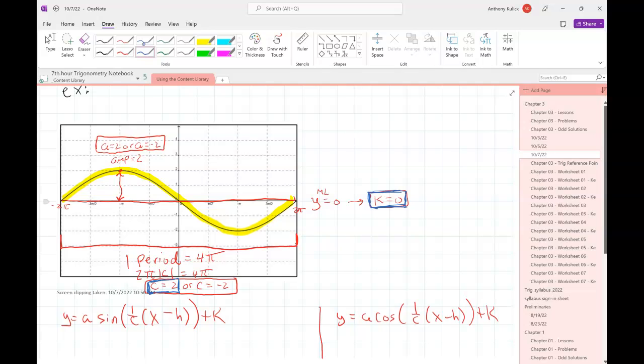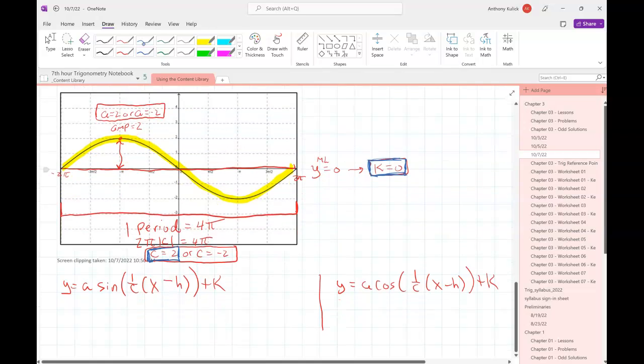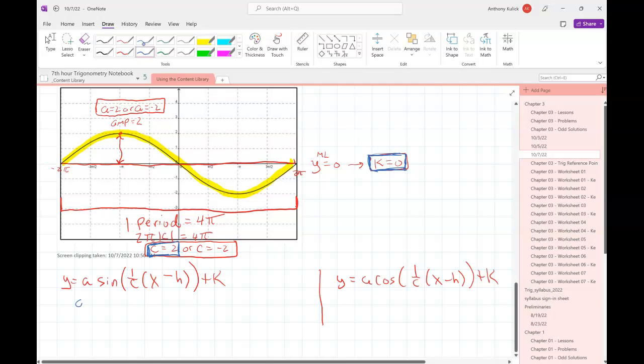Now, everything we've done here applies to a sine graph or a cosine graph. None of this will change. The piece that will change is figuring out which sign I want on A and the value of H. So those two things are related. Those are the two things we still are left to figure out. So let's see how we do that. Let's do the sine one first.